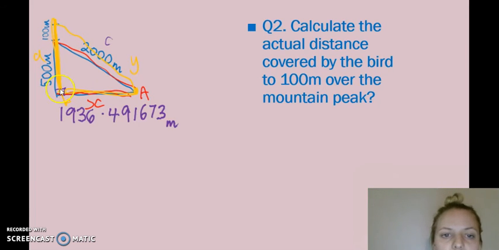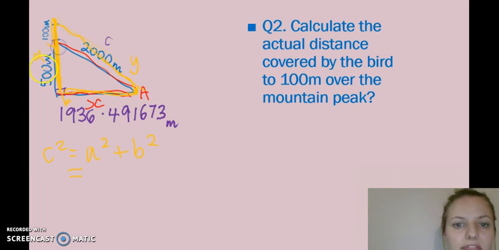So again, using Pythagoras, we can work out this hypotenuse, which we've labelled here as y. We know the mountain peak is 500 metres, and the bird flies 100 metres over that, so a will be equal to 500 plus 100. So a equals 600 metres. Let's substitute that into Pythagoras theorem. 600 metres squared. B is this number we've worked out here, and I've left all of those decimal places for accuracy, so I'm going to put them all in. 1,936.491673, and we'll square that.